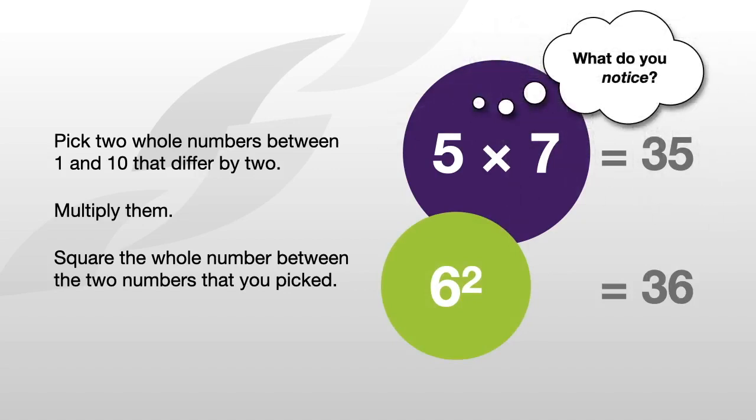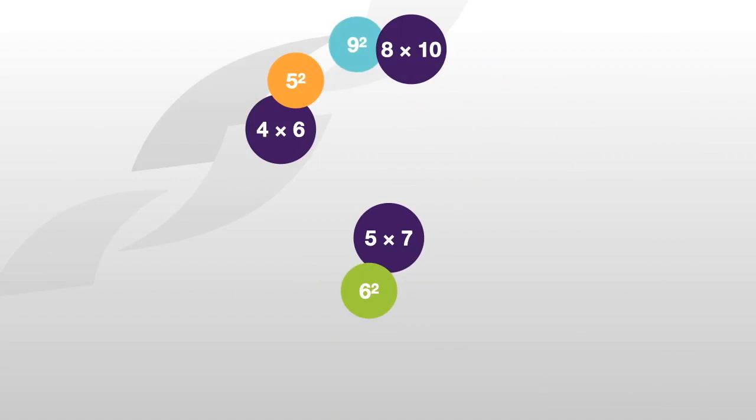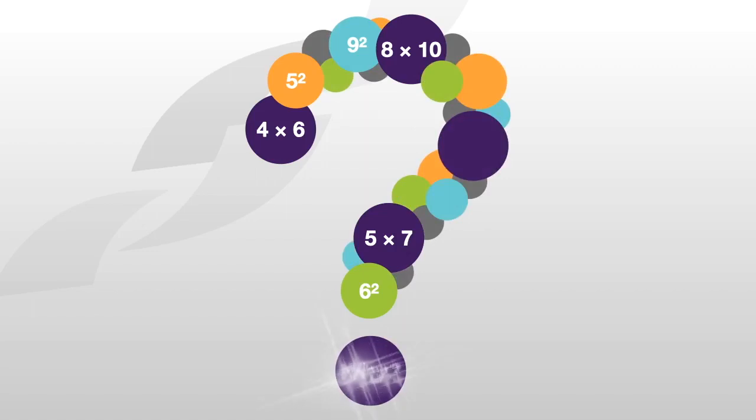What do you notice? No matter what two numbers you chose, whether 4 and 6 or 8 and 10, their product is always 1 less than the square of the number between them. Why? Understanding operations on polynomials can help us generalize and explain this result. We'll return to this question at the end of this video, but first we'll revisit multiplying numbers.